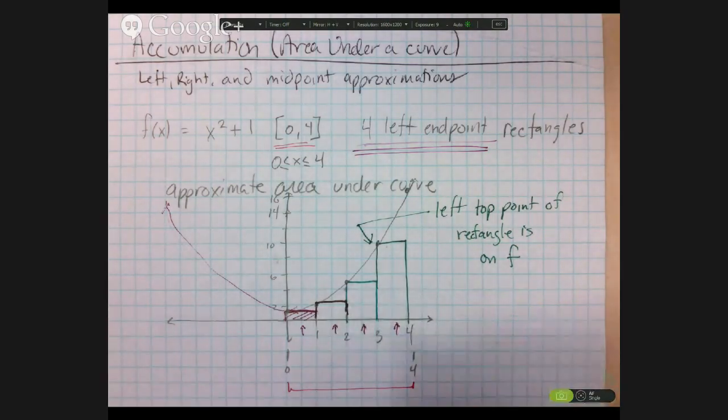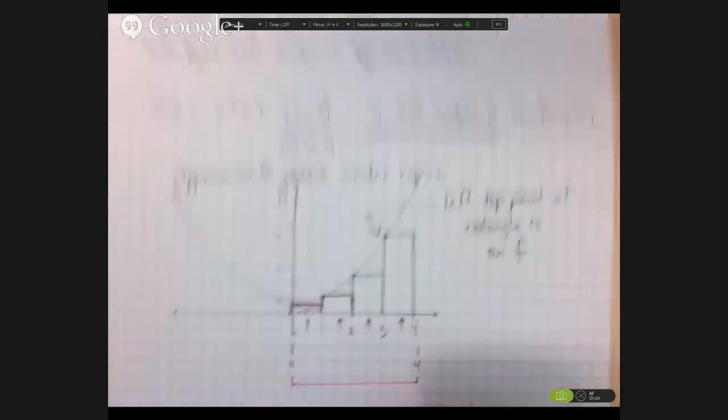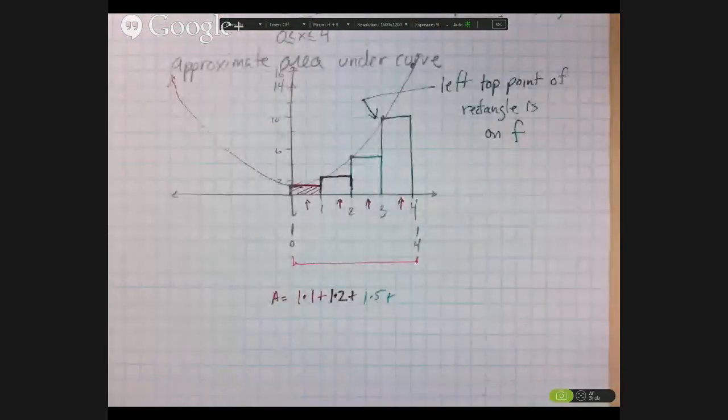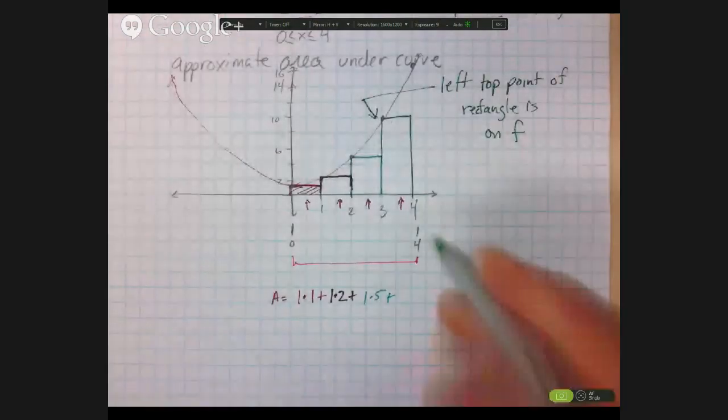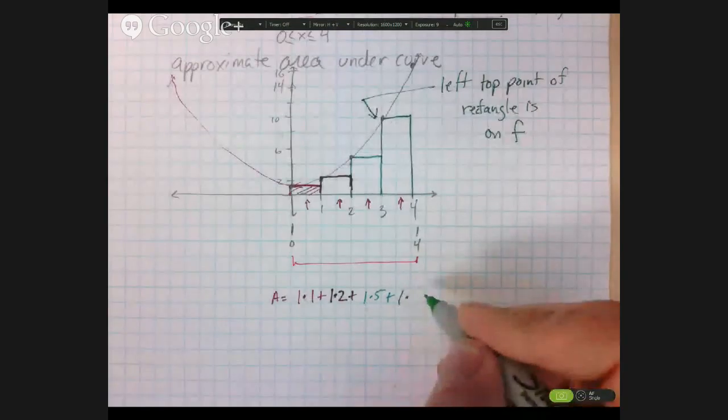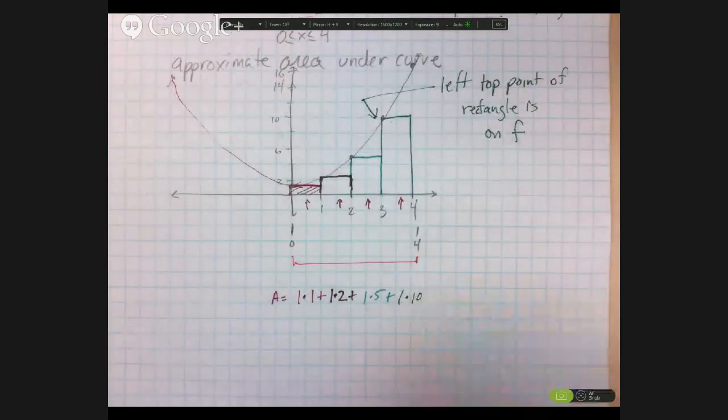The next one, 1 wide and 2 high. And then 1 by 5. And 1 by 10. And what do we get?